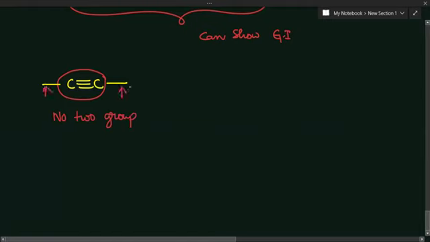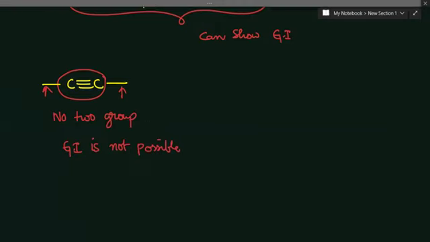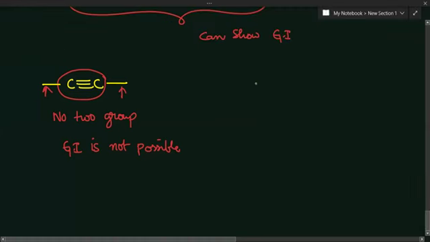So each carbon should have two bonds, then only geometrical isomerism is possible. So here geometrical isomerism is not possible. Any kind of alkyne you take, geometrical isomerism is not possible. In the same way, we can also think about N triple bond N. This nitrogen has a lone pair here, this nitrogen has a lone pair. So same logic here. It also cannot show geometrical isomerism.